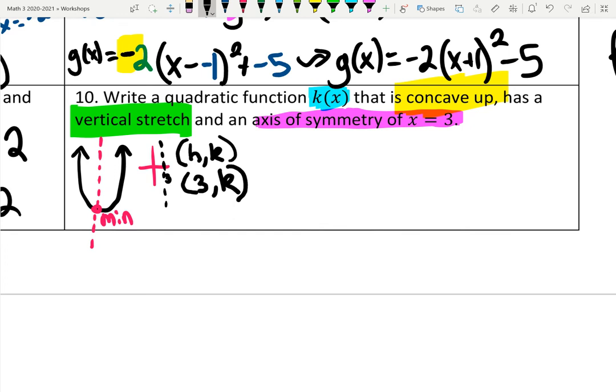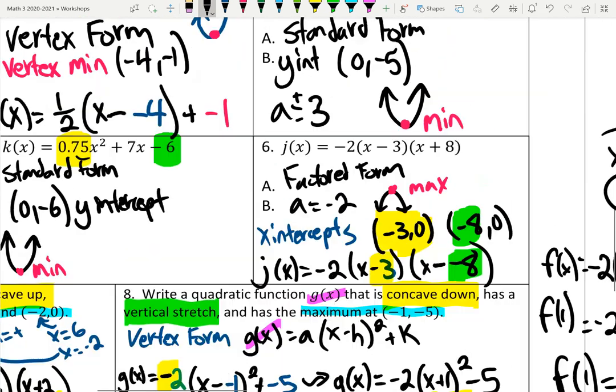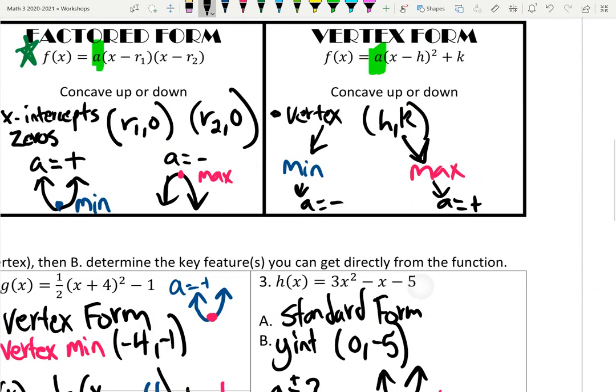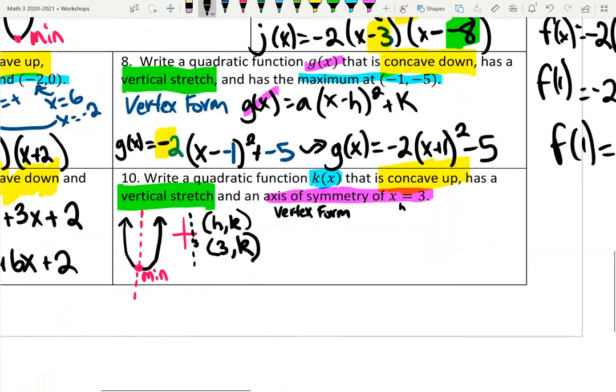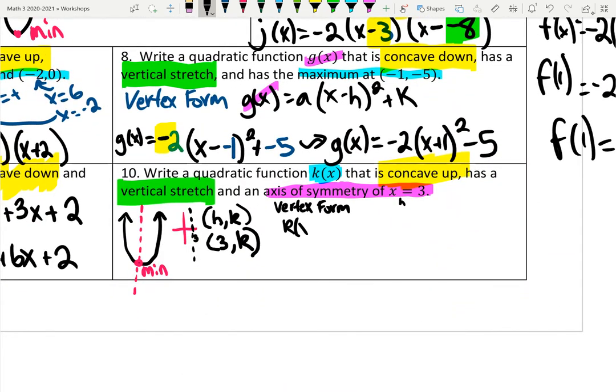So let's write this out. This is going to be in vertex form, and that's because they gave me a piece of information about the vertex. This is the h coordinate. So I'm going to go ahead and reference above until I have this by heart: a(x - h)^2 + k. I'm going to use k of x equals a times (x - h) squared plus k. Let me go ahead and plug in some stuff. I know that a is positive.